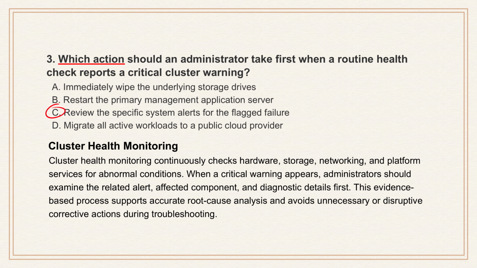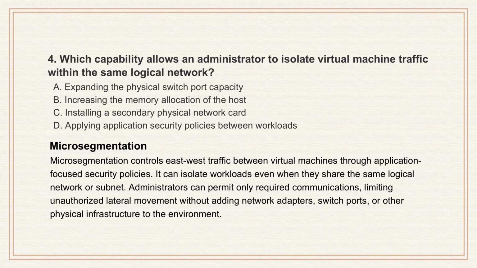If a threat breaches the perimeter, how do we stop it from spreading? That is a major concern. Which is why question 4 asks, which capability allows an administrator to isolate virtual machine traffic within the same logical network? The correct answer is D. The mechanism here is microsegmentation. Traditionally, once a threat got past the main firewall, it could move laterally across the internal network. Microsegmentation uses application-level security policies to dictate exactly which workloads can talk to each other. So it stops that spread. Right. It neutralizes unauthorized lateral traffic without requiring any physical network changes.